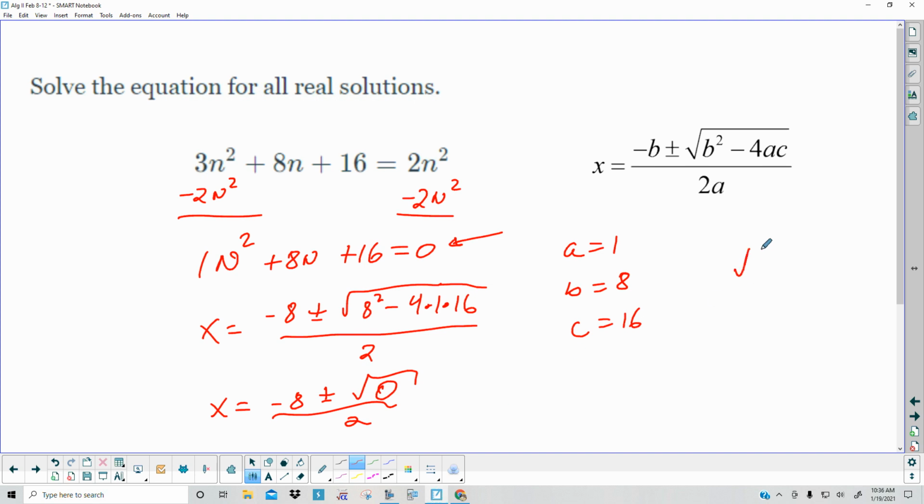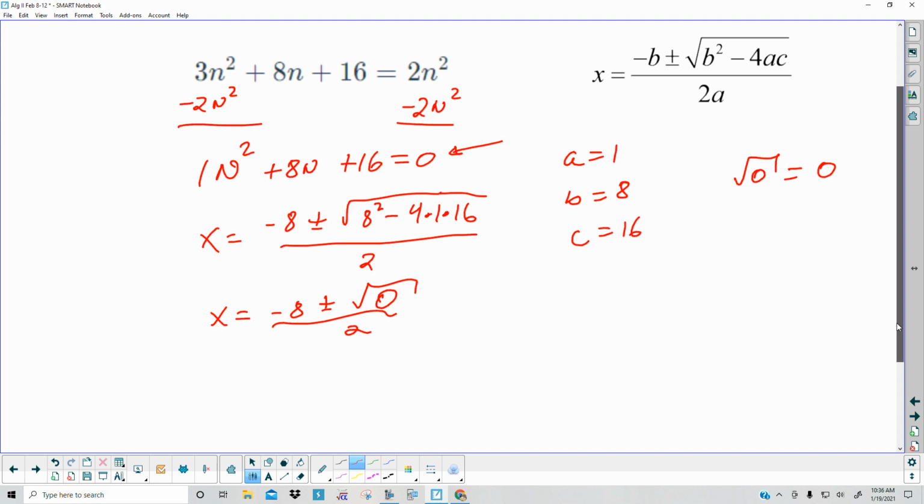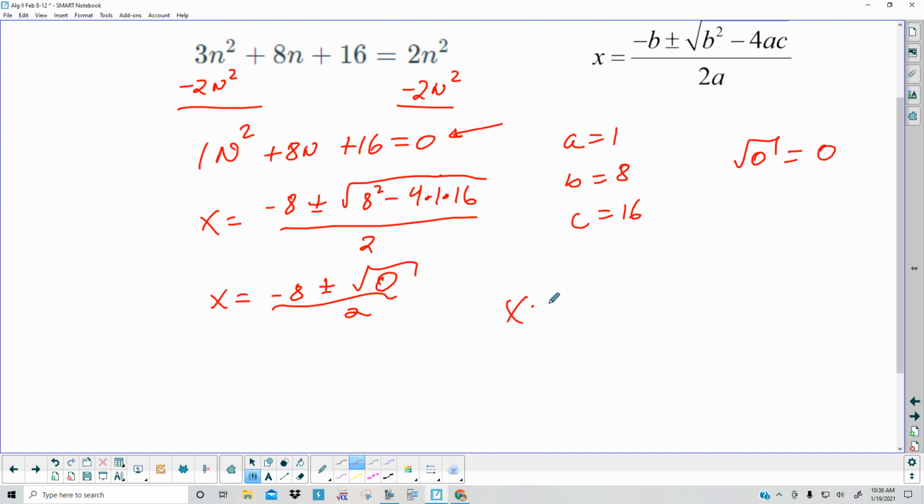Now, the square root is 0. What times itself is 0? Well, there's only one thing that's going to work. Okay? So x is equal to negative 8 plus or minus the square root of 0, which is 0, over 2. Adding or subtracting 0 is just going to give you negative 8 over 2, which is negative 4. So you only have one answer for this question. Okay?